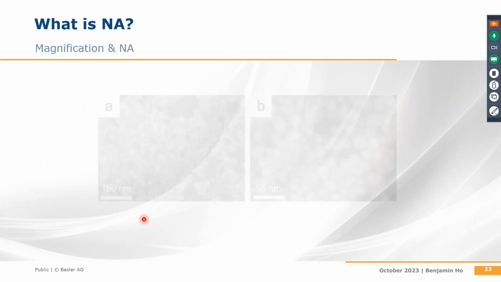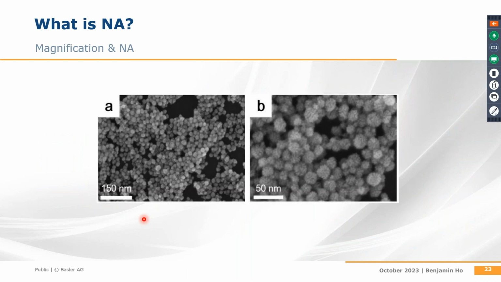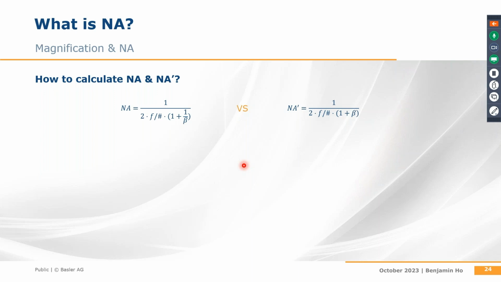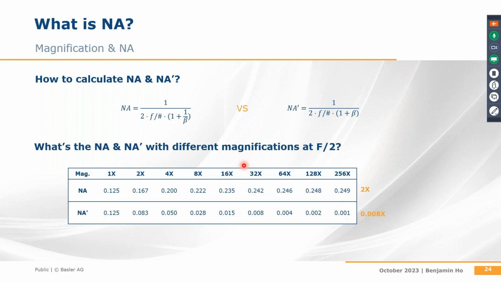Here is an example. To see a smaller detail, we need a higher magnification, as pictured on the right, but the image is very blurred and dim. NA and NA prime can be calculated using the following two formulas. I calculated the results of NA and NA prime for an f-number 2 lens while separately increasing the magnification.